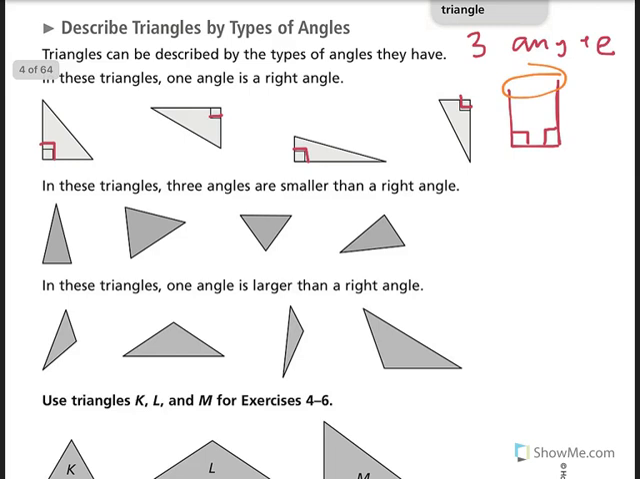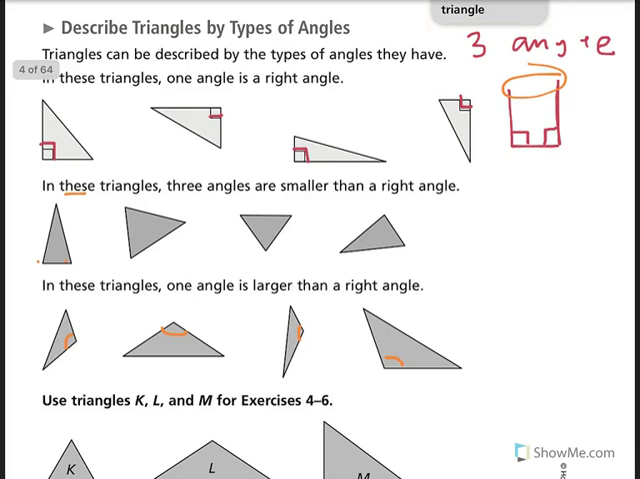Excuse me. Okay, so in these triangles right here, all 3 angles are smaller than a right angle. None of them are right angles. You can look at each of them. And then in these triangles, one angle is larger. So this one is the larger one. That one's the larger one. This one's the larger one. That one's the larger one.